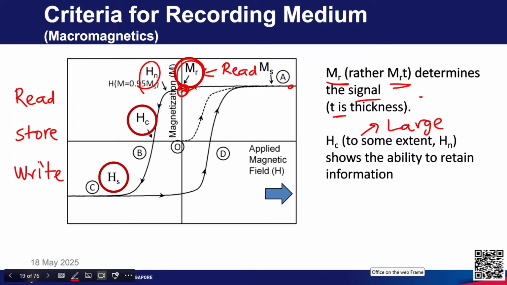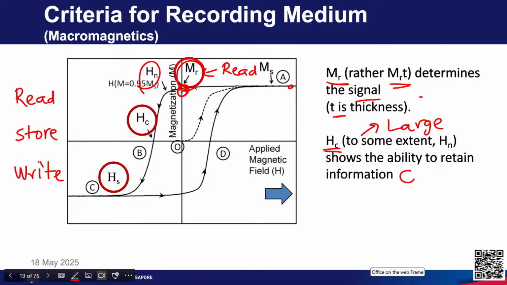For example, yesterday we were discussing putting MRAM into the pocket along with a magnet. The magnet will erase the information, right. So, if coercivity is large, then your information will not be erased. If coercivity is small, the information can be erased. I can give you an example.